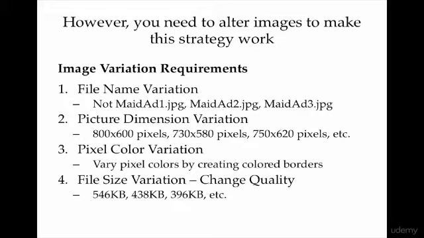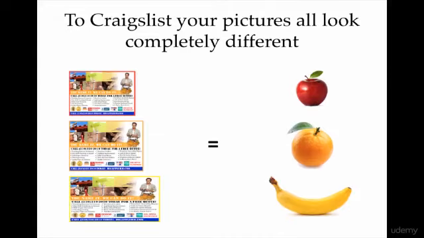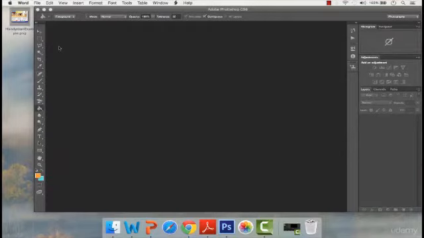Second, you need to change your picture's dimensions. So 800 by 600 pixels, 730 by 580 pixels, etc. Third, you need to create pixel color variation. You can achieve this by creating colored borders around your picture ad. Lastly, you need file size variation. So 446 kilobytes, 438 kilobytes, etc. You can change all 4 of these things in an image editor of your choice. This strategy works because to Craigslist, your pictures all look completely different, but to the human eye, they all look the same. Okay, so I'm actually going to show you guys now how to achieve image variation.